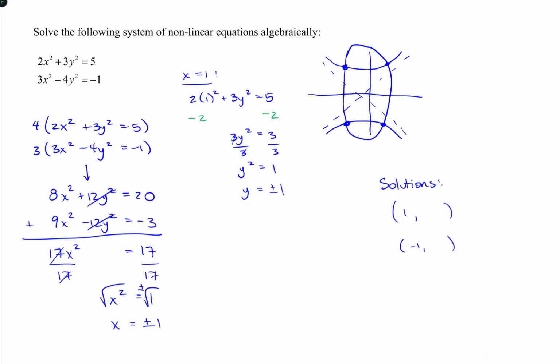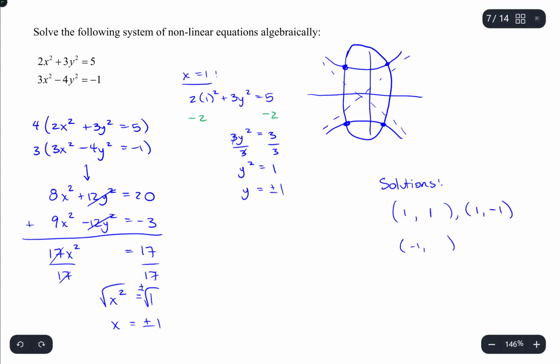So when x is positive 1, y is positive or negative 1. So there's actually two solutions there. When x is positive 1, y can be positive 1. But when x is positive 1, y could also be negative 1.